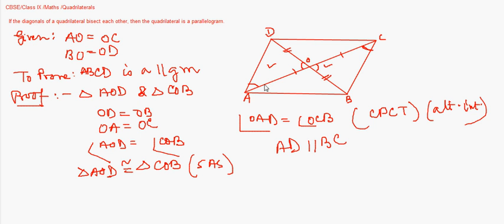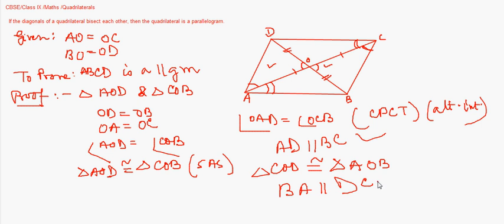We can similarly take the triangles COD and AOB and prove the congruency, and by CPCT again we can prove the equality of these two angles, thereby proving BA parallel to DC. Similarly you can prove this by SAS congruency again. BA becomes parallel to DC, thereby making these two opposite sides parallel, thereby making ABCD a parallelogram.